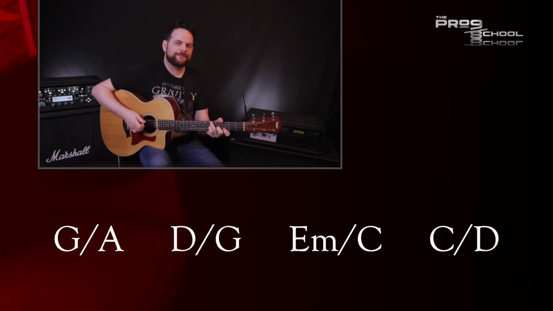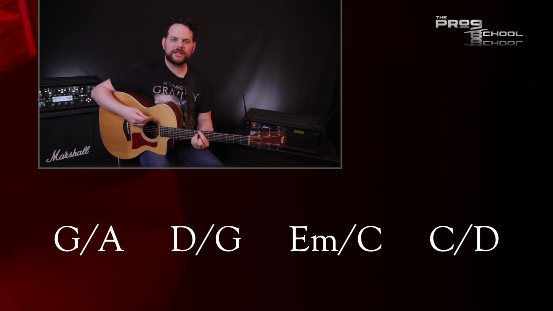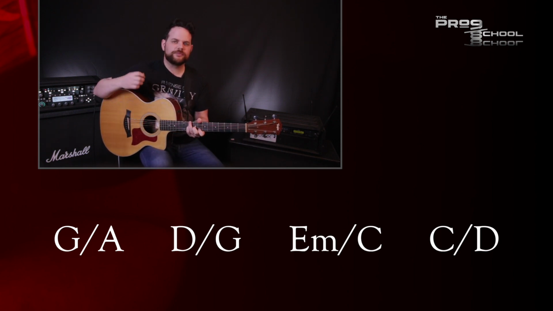Next, I'm going to go away from inversions and use bass notes from outside of the chords, but I'm going to keep all of these in G major. G over A, D over G, E minor over C, which is really a C major 7, and C over D.